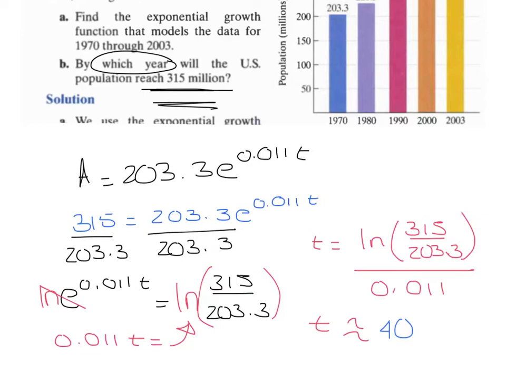Okay, so we got 40 for t. However, our question says by which year. So what do I need to do with that 40 in context of this problem? I need to add it to the original year, and we started at 1970. So 1970 plus 40 is 2010. So our answer for part B is 2010.